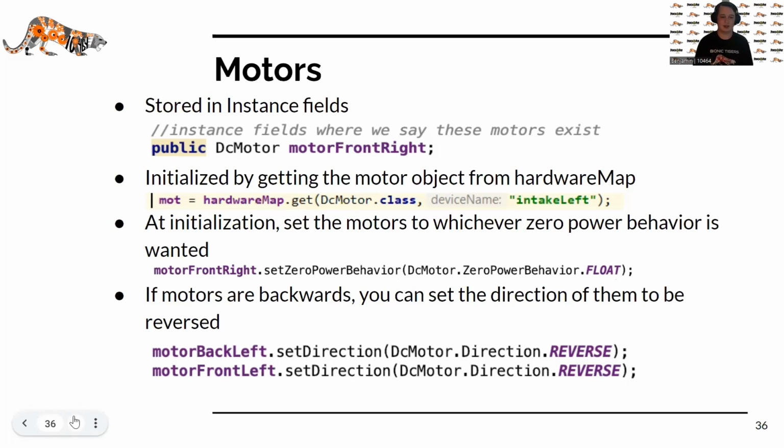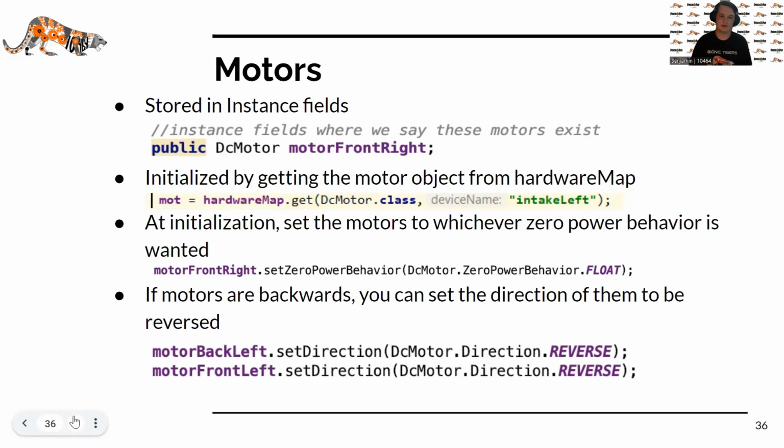And at initialization, you set the motor to whatever zero power behavior is wanted. There's a couple: there's float, I think brake, and maybe one more. I'm not 100% sure, but float and brake are the two main ones that you'll use. What float does is when the power on the motor is set to 0, so if you're running the motor at full power and then you cut all power from it, it'll keep on spinning a little bit. It won't try to resist. If you have it on brake, then when you set the power to 0, it'll try to run the motor backwards a little bit to try to stop in that exact spot and not drift any.